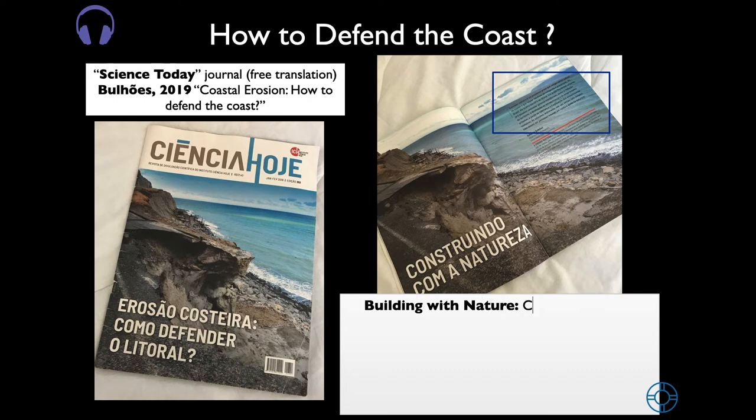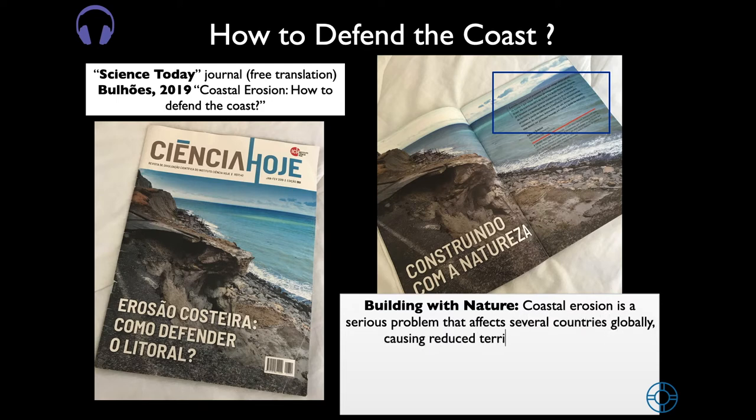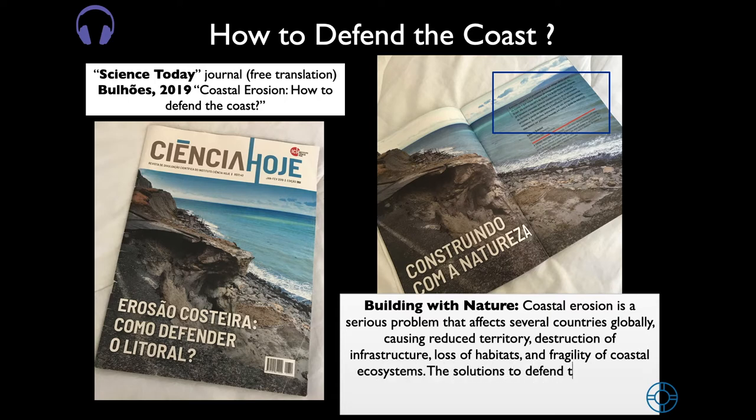Coastal erosion is a serious problem that affects several countries globally, causing reduced territory, destruction of infrastructure, loss of habitats, and fragility of coastal ecosystems. The solutions to defend the coast are neither obvious nor simple, but they must consider the help of coastal ecosystems.